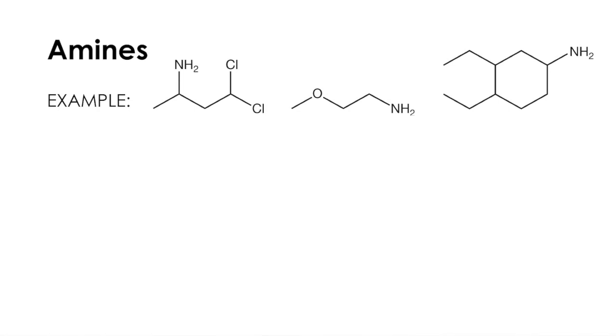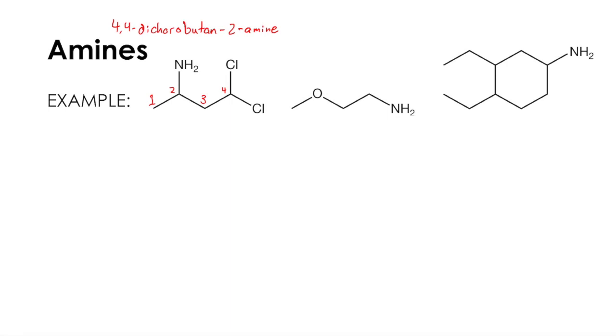So in this case, we're going to number from left to right, like that. And the name of this molecule will be 4,4-dichloro. And then it's a butane molecule, so butane, and now the amine is on 2, amine, like that. Okay, let's look at the next one.